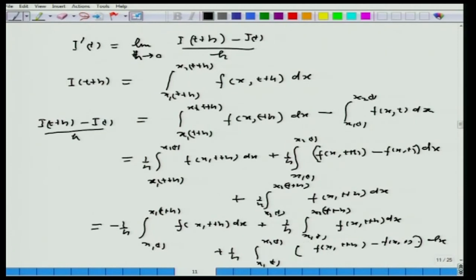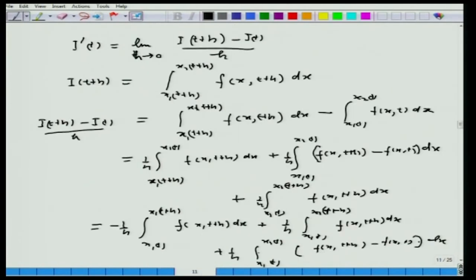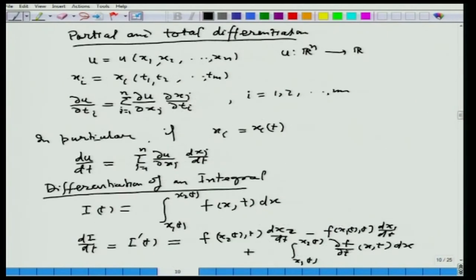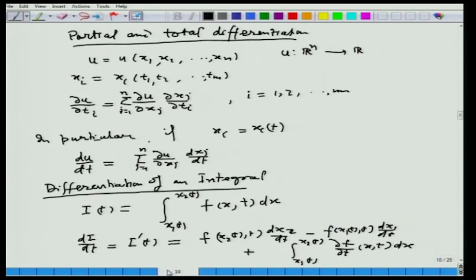Using the continuity or differentiability property of f, the middle term will give you the partial derivative with respect to t, the term with the minus sign is the limit of this, and the last term is the limit of that. So, we get what is called the Leibniz rule of differentiation of the integral.